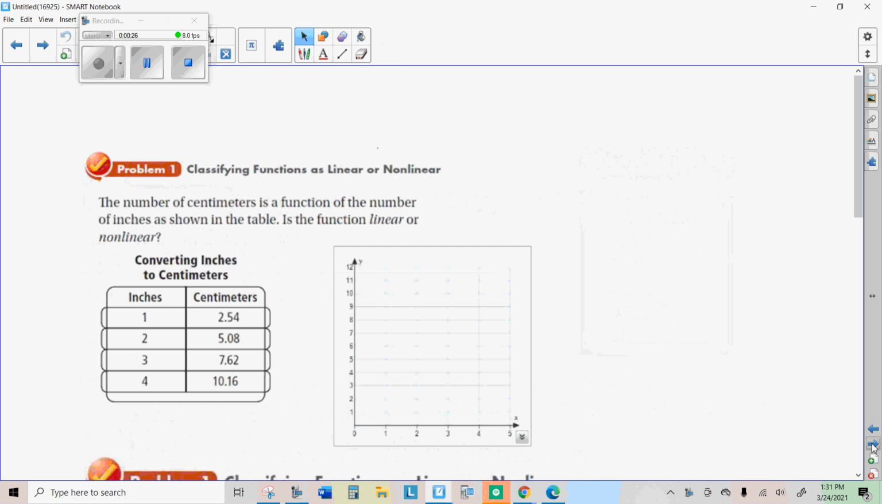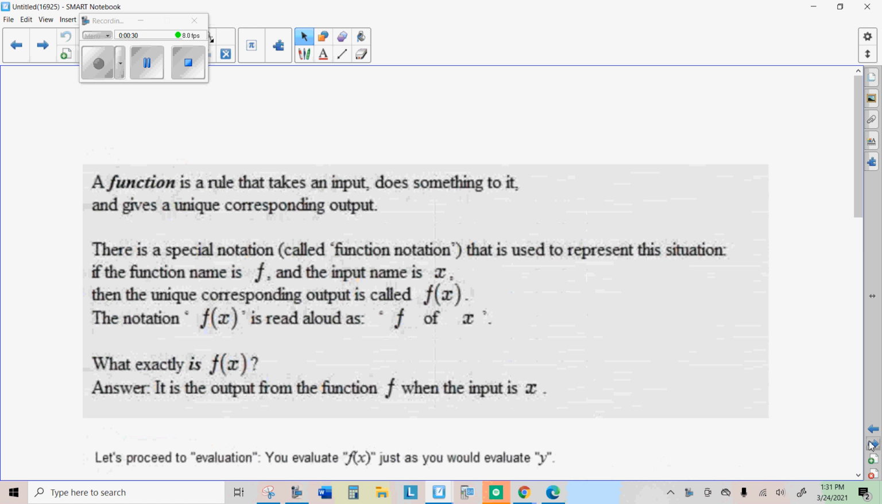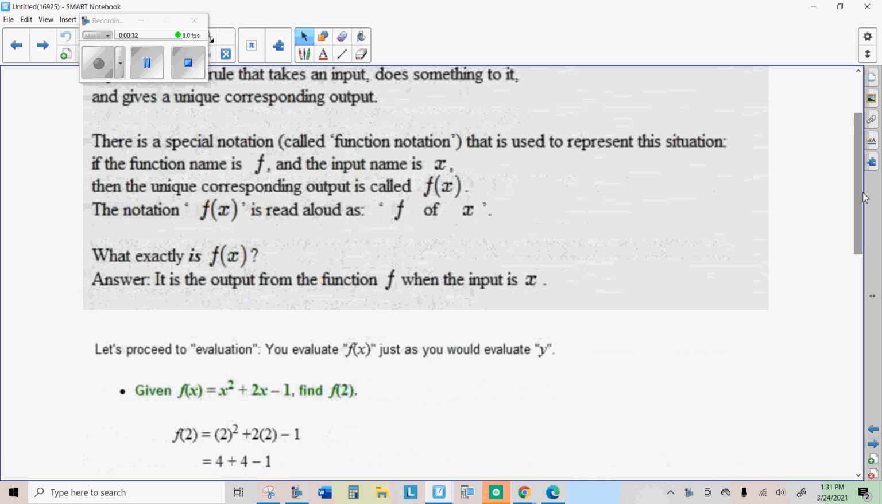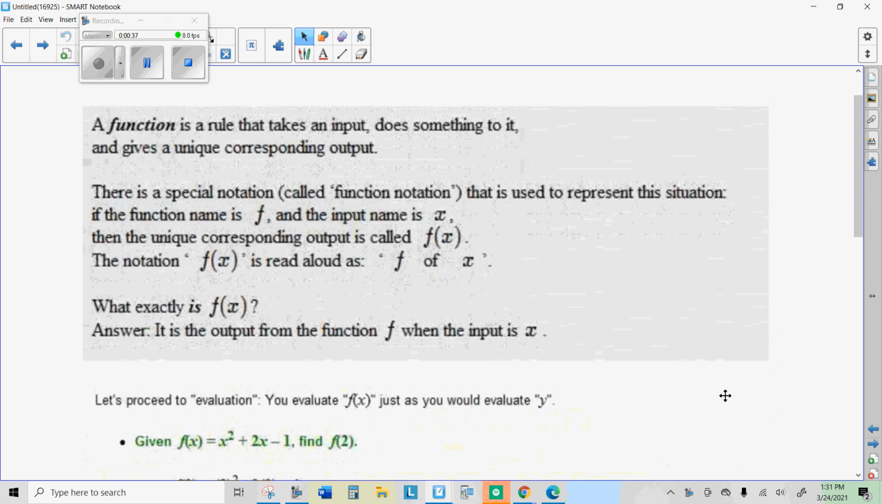So move to page, I think it's somewhere around page 13, right here. Page 12. A function is a rule that takes an input, does something to it, and gives it a unique corresponding output. You guys, the fact that there's a unique output is what makes it a function. You can't have more than one output for each input. And we use notation that looks like this.